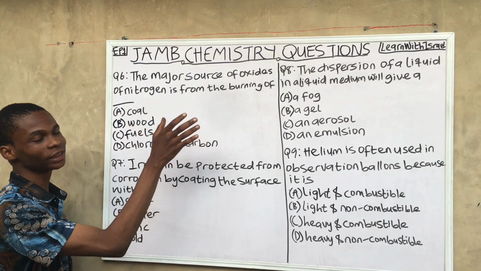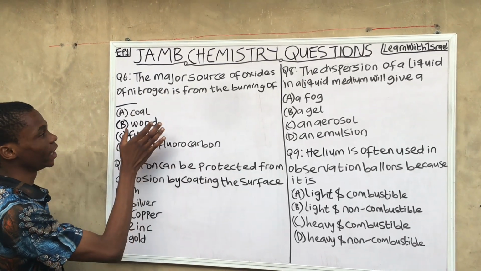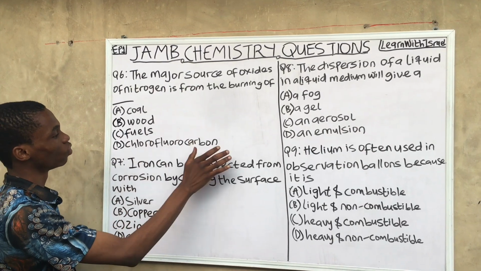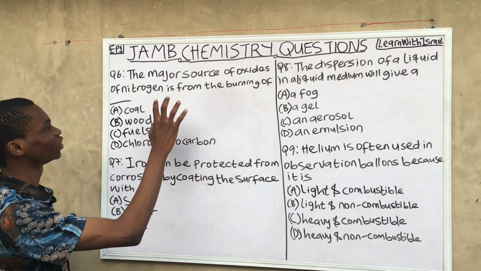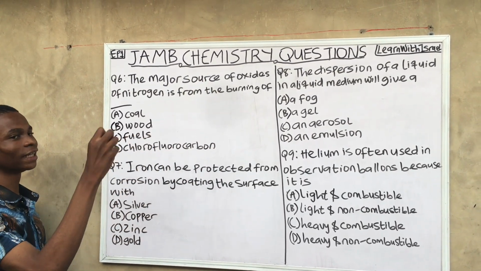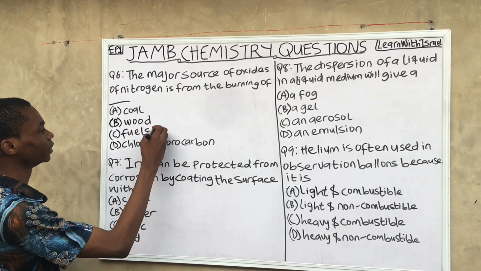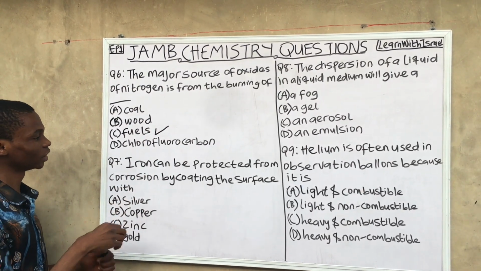Oxides of nitrogen are from the burning of what? A. Coal, B. Wood, C. Fuel, D. Chlorofluorocarbon. So oxides of nitrogen are being generated by the burning of fuel, which is in option C. So let's move to the next question.